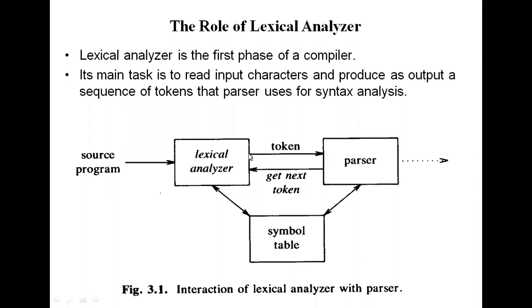After generating ID1 as a token, I am passing it to the parser. Then is equal to, it is passed to the parser. Then ID2, it is passed to the parser, plus passes to the parser, and ID3 passes to the parser. Then into passes to the parser. Then finally 60 passes to the parser. And by gathering all these tokens together, this parser constructs and determines the abstract syntax tree.